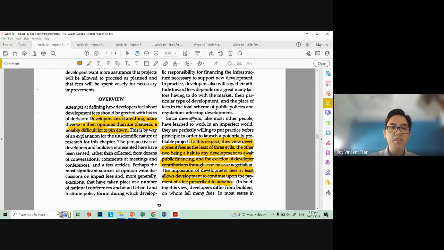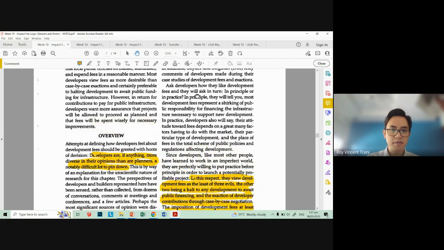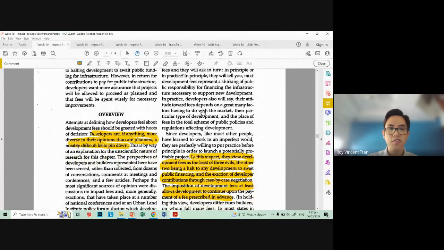So the main goal of developers is really to secure their profits. So according to Porter over here, developers are, if anything, more diverse in their opinions than our planners. So a notably difficult lot to pin down.